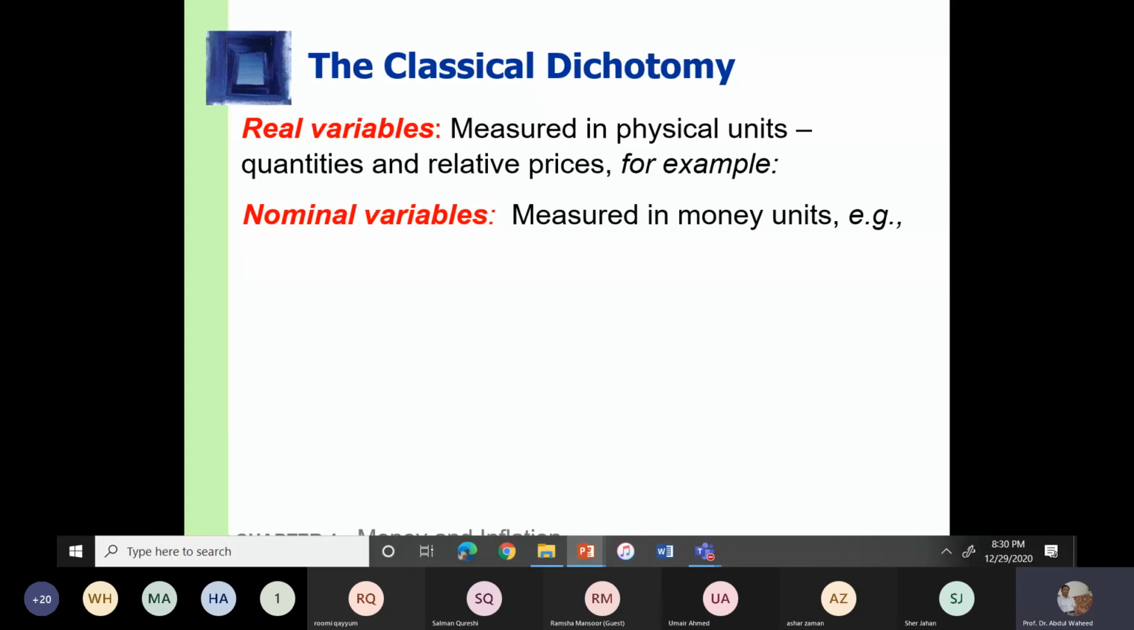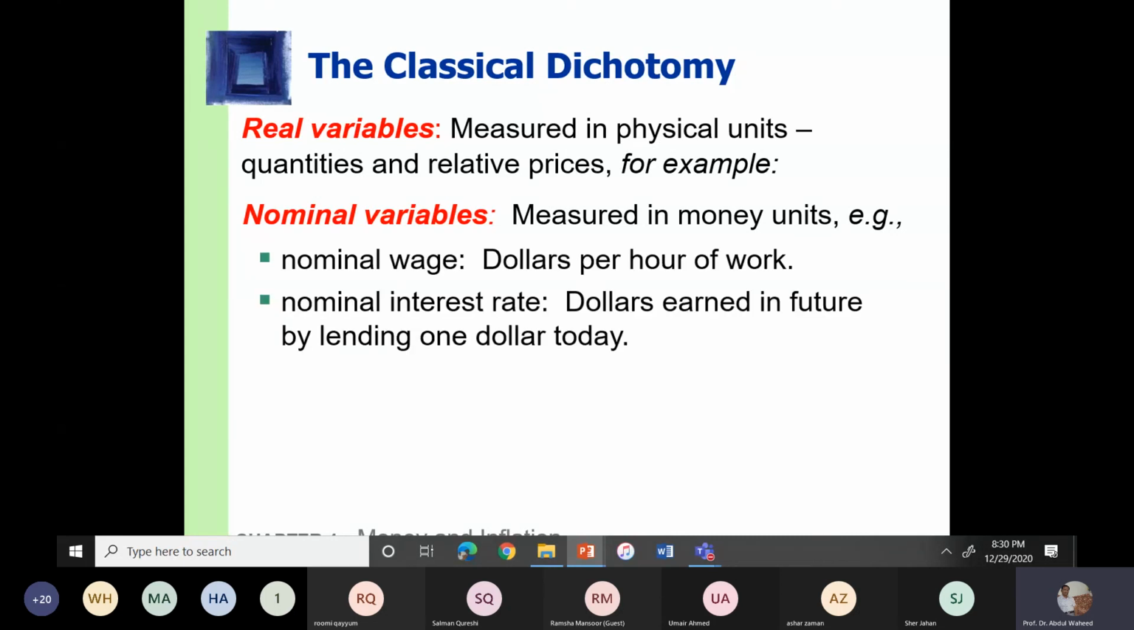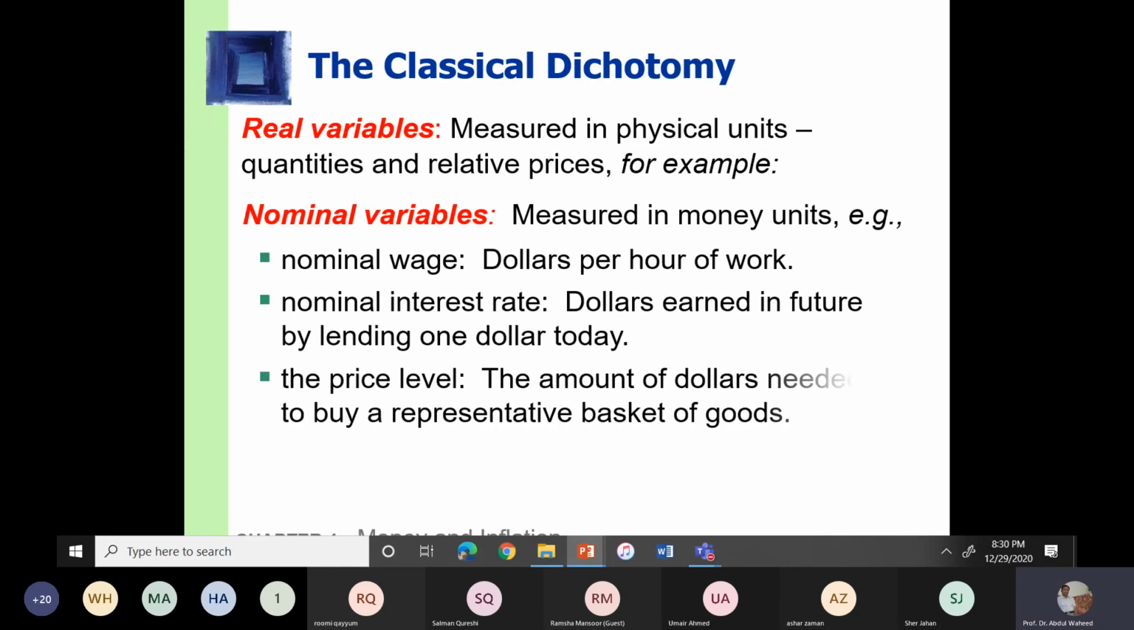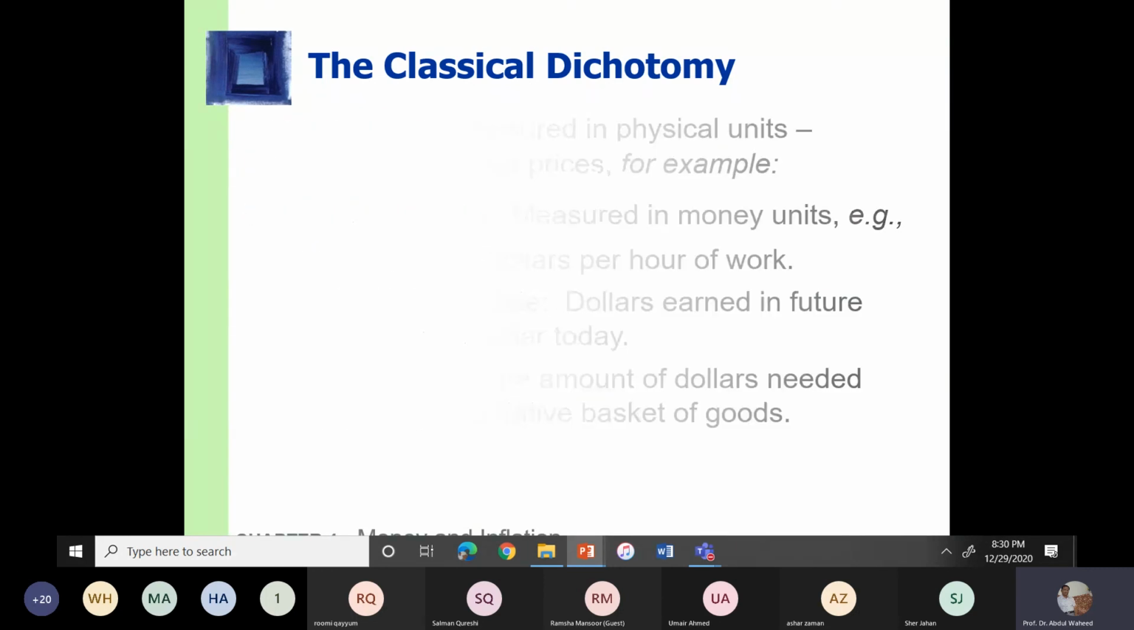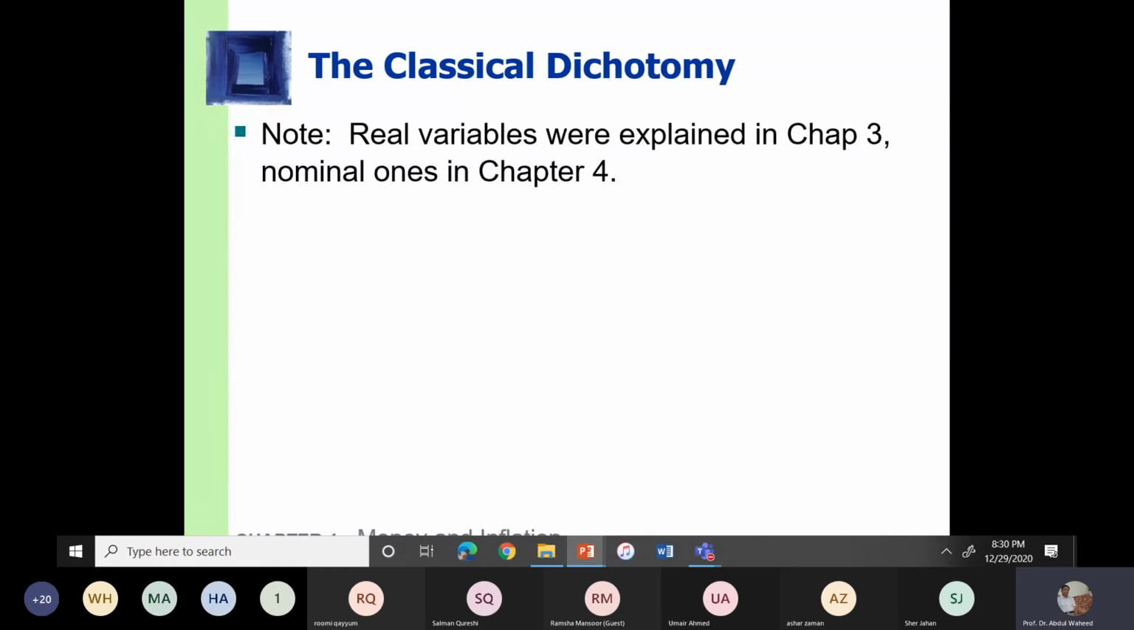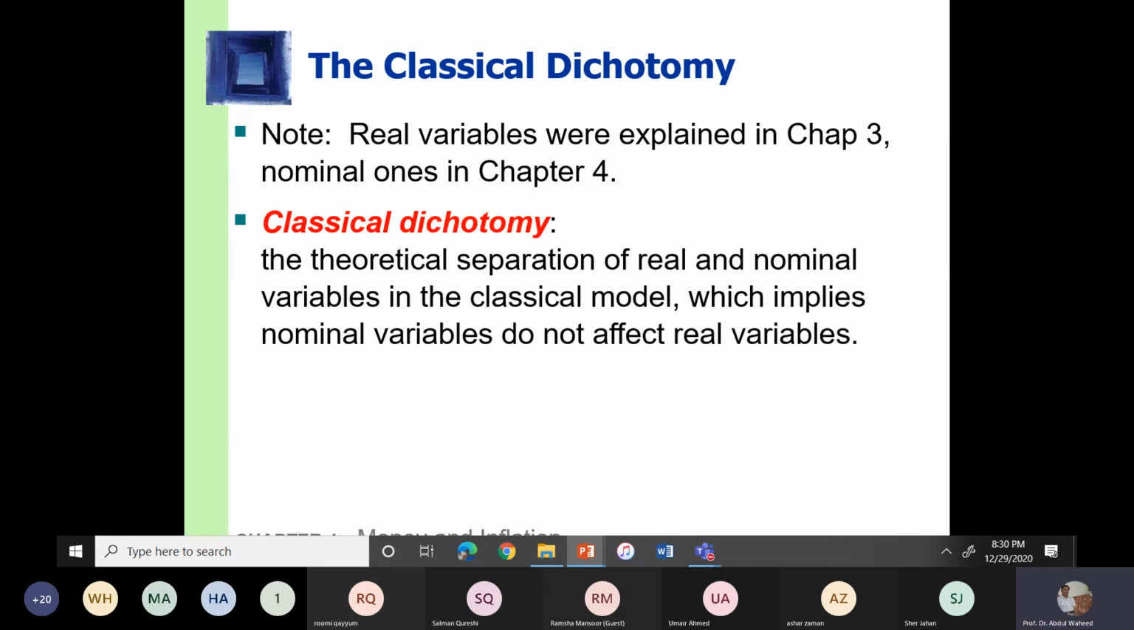Nominal variables are measured in money units: nominal wage, dollars per hour of work, and nominal interest rate, dollars earned in the future by lending $1 today, and the price level, the amount of dollars needed to buy a representative basket of goods. Real variables were explained in chapter 3 and nominal in chapter 4. The classical dichotomy is the theoretical separation of nominal and real variables in the classical model, which implies nominal variables do not affect real variables.